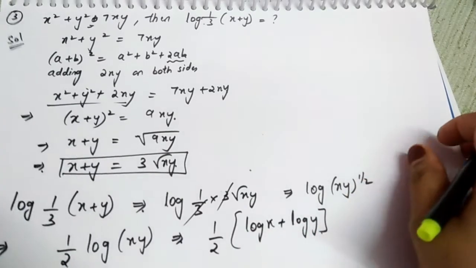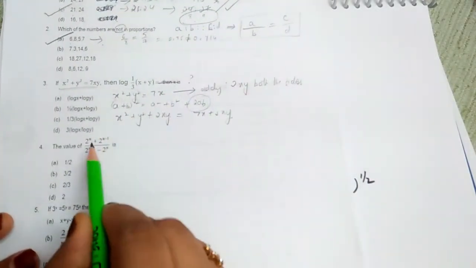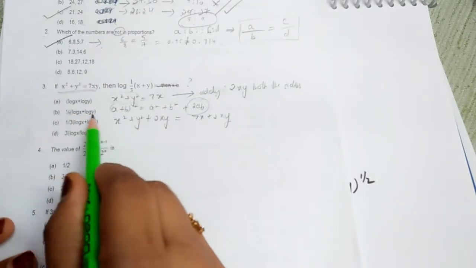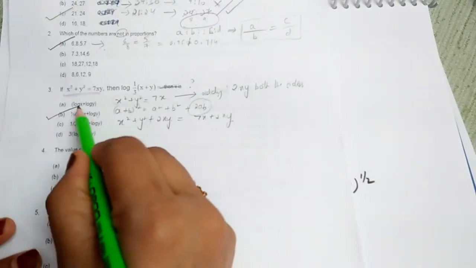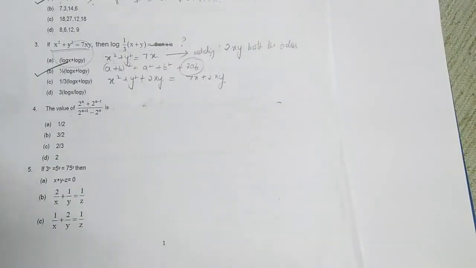Okay, now let's check if we have an option, this one. Yeah, 1 by 2 (log x plus log y). Yeah, option B is our correct answer. Okay. Let's move on to the fourth problem.